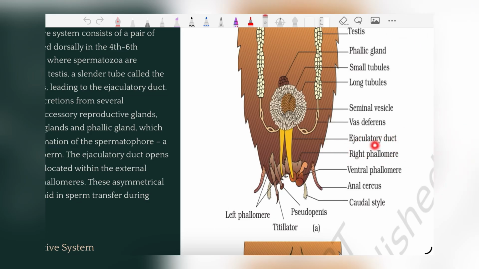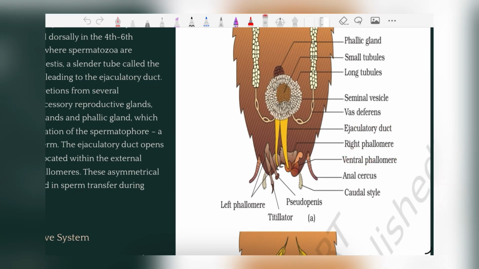This is the right phallomere. This is the ventral phallomere. This is the anal cercus, the anal cerci in plural. This is the caudal style, only present in males. This is the pseudopenis. This is the titillator.